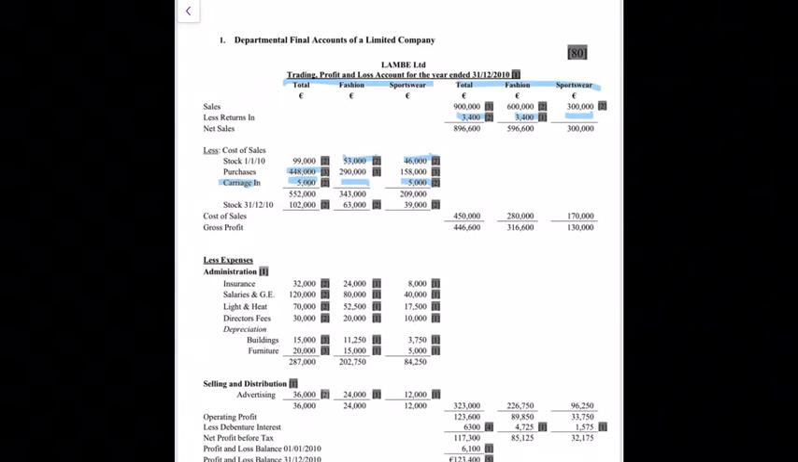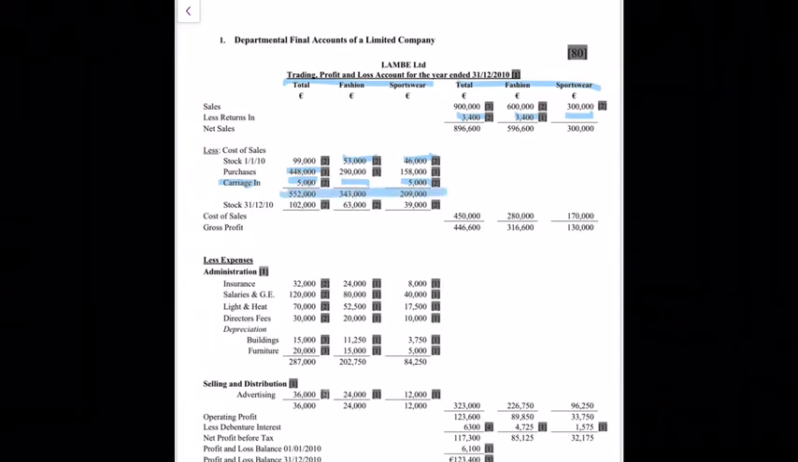Then you add those 3 up: your opening stock plus purchases plus your carriage in. If you have import duty, that could be in there too. And they give you these figures here. From them you take your closing stock, your 63,000 and your 39,000, which gives you 102,000 in total.